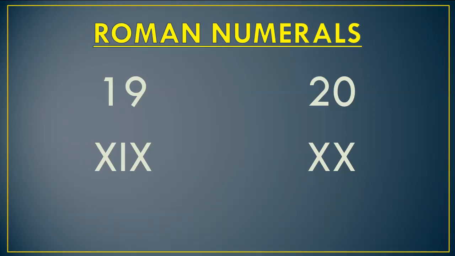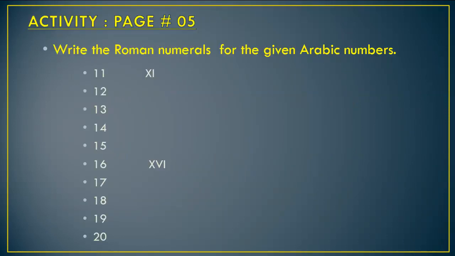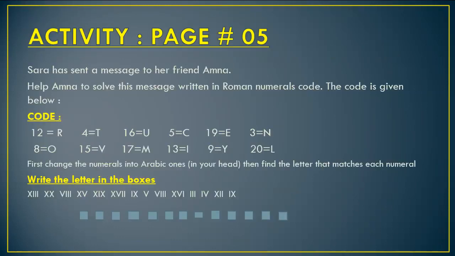Now I have a task for you. Activity number 1. Activity number 1 is to write the Roman numerals for the given Arabic numbers 11 to 20. And one more activity. Students, you will do these activities in your Countdown book, page number 5.